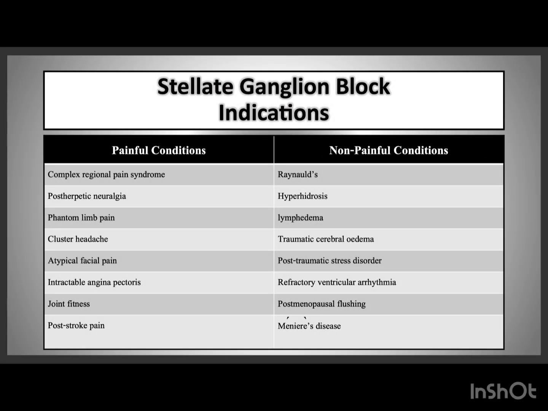Stellate ganglion block has many indications. Some of them are painful conditions like complex regional pain syndrome and post-herpetic neuralgia. It is also indicated in some non-painful conditions like Raynaud's disease and hyperhidrosis.